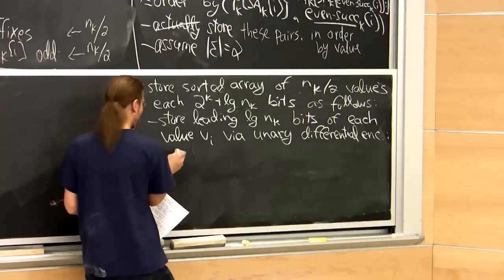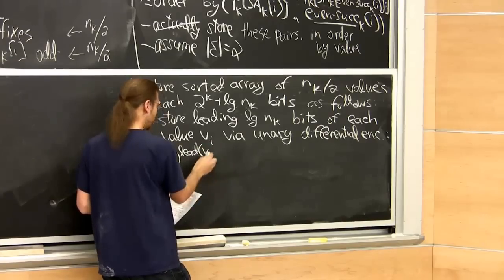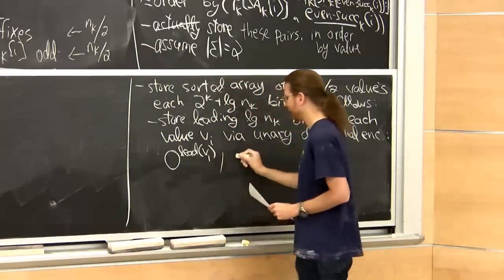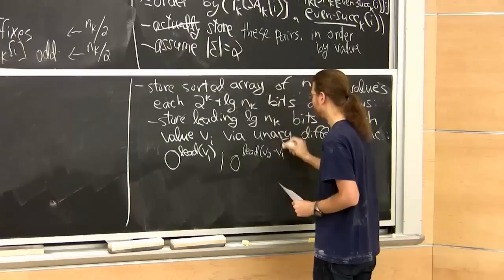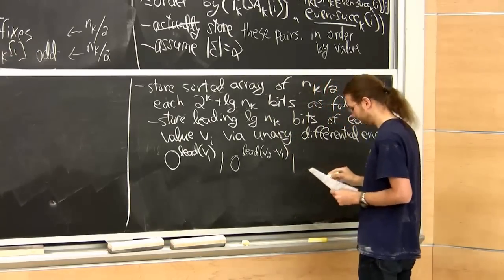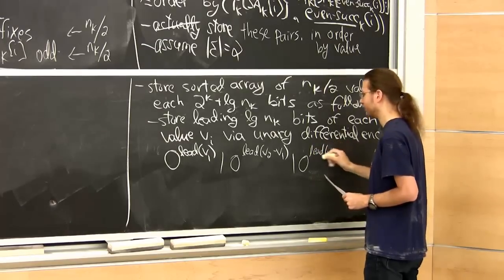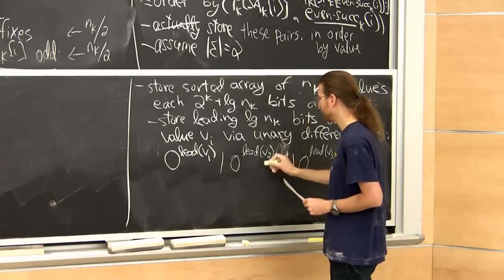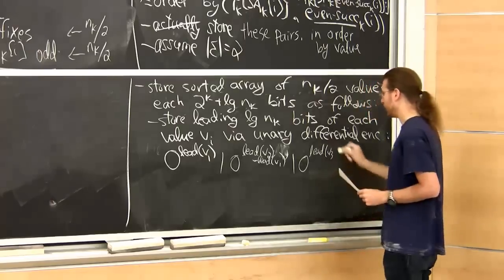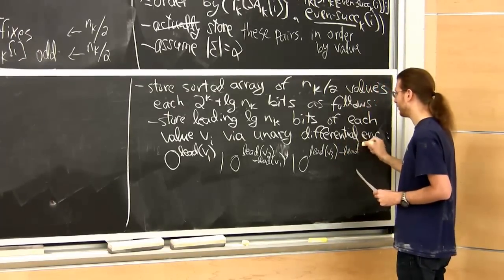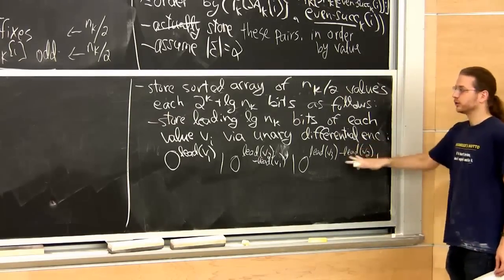So here's what it looks like. I'm going to write down a bunch of zeros, however big V1 is. Then I'm going to write a 1. Then I'm going to write a bunch of zeros, however big V2 minus V1 is. Then I'll write a 1. And so on. Sorry, it's the leading bits of V2 minus the leading bits of V1. That's what I meant. And then leading bits of V3 minus the leading bits of V2, and then a 1, and so on. Okay, that is unary differential encoding.